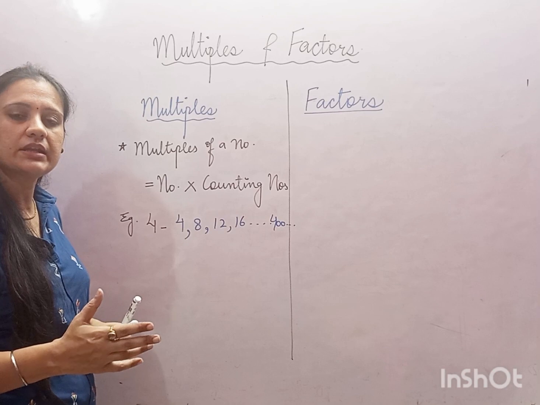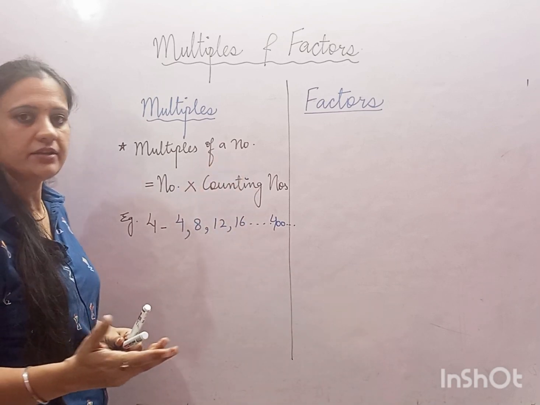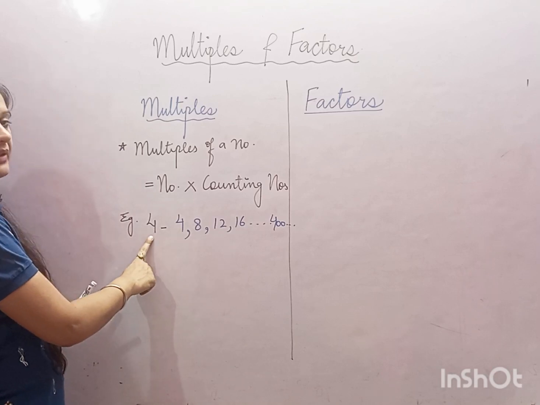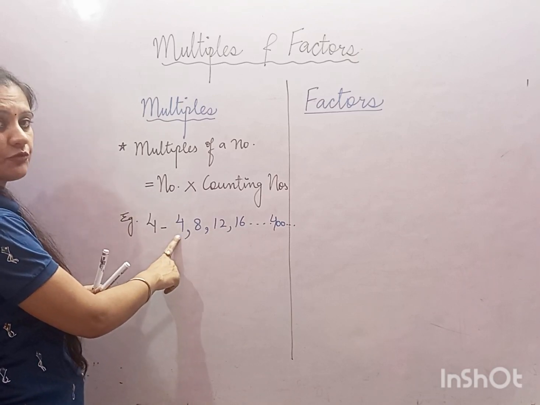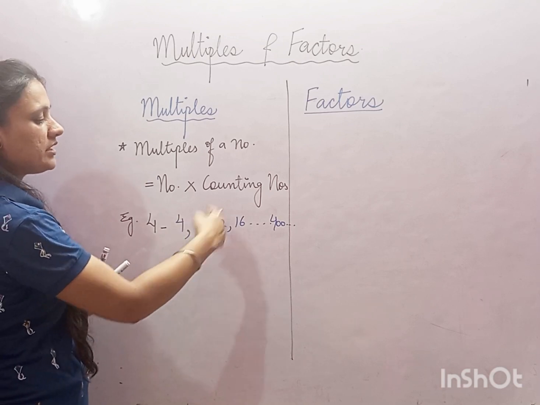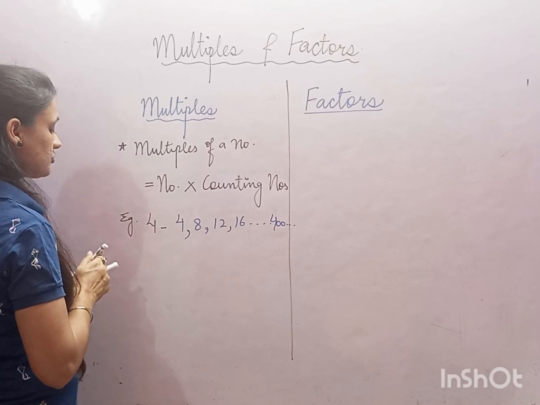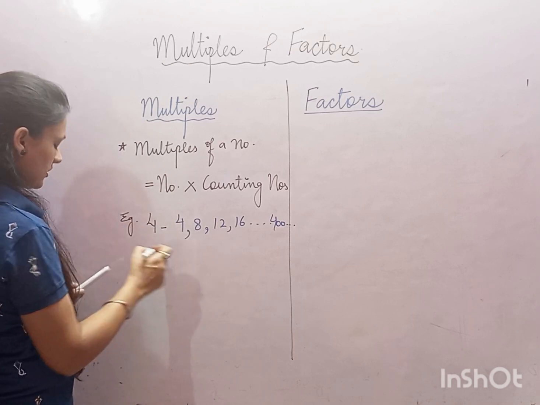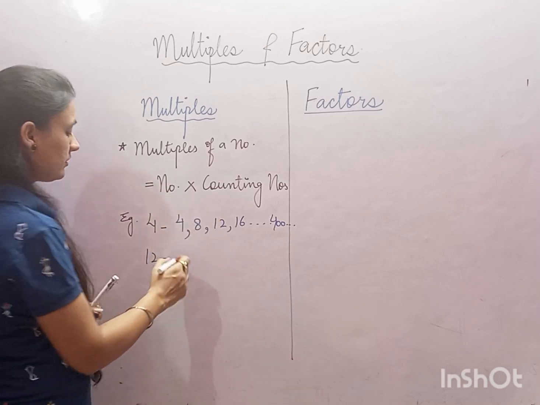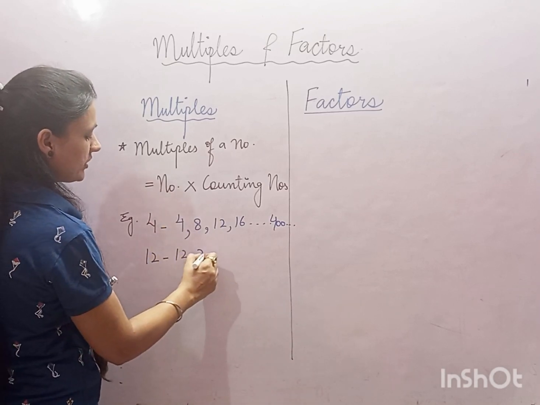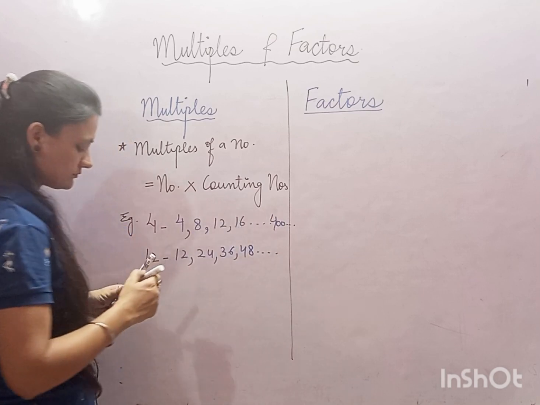Why multiples are unlimited? Because we know the counting numbers are unlimited. Right? What we have done, we just multiply a number with a counting number. First counting number 1, we multiply by 1, we get 4. Next is 2, then 3, then 4 and so on. Right? Similarly, if somebody asks you to find out the multiples of 12. So what are the multiples of 12? That is 1, if we multiply by 1, 12, 2, 24, 3, 36, 4, 48 and so on.